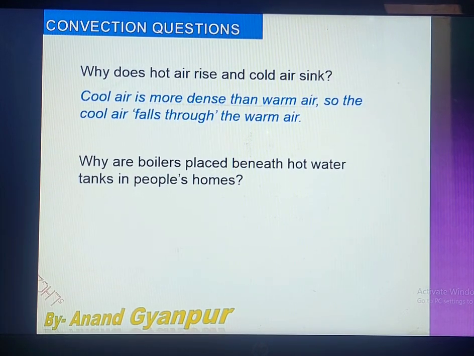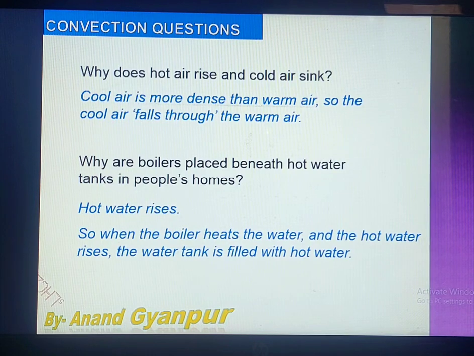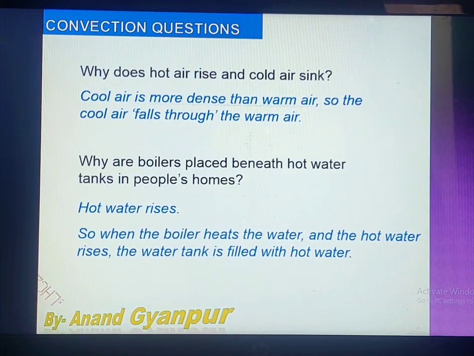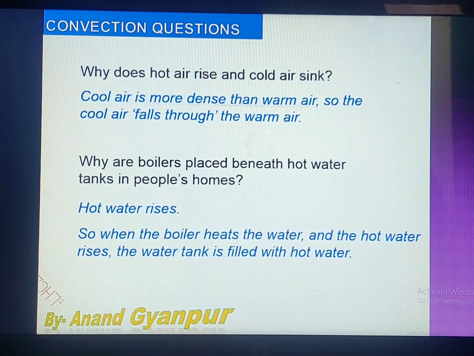Now the second question: why are boilers placed beneath hot water tanks in people's homes? Hot water rises and comes up, so the boiler heats the water, the hot water rises, and the water tank is filled with hot water.